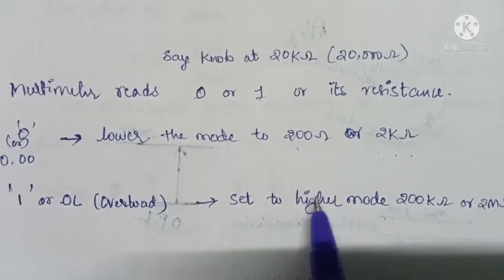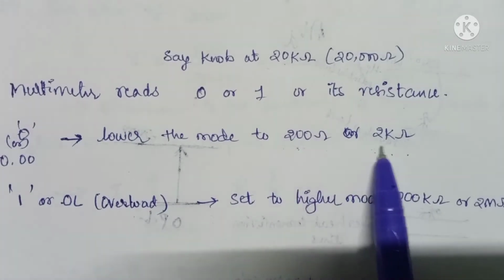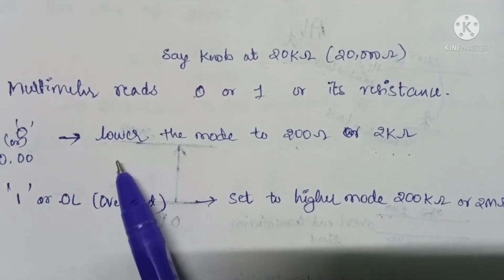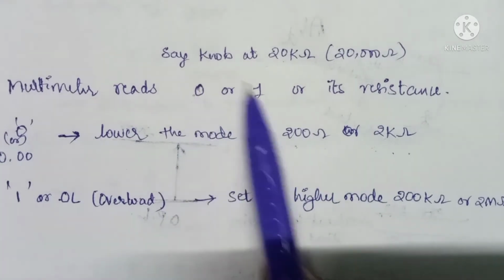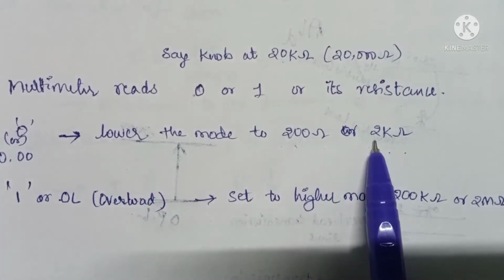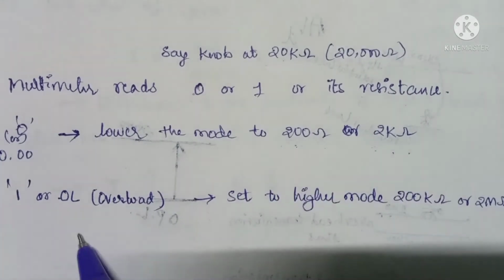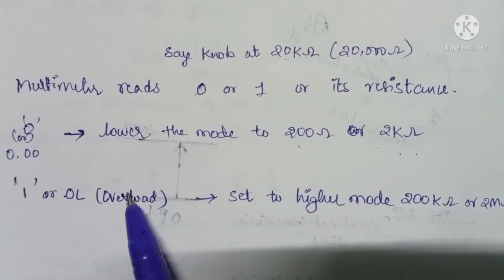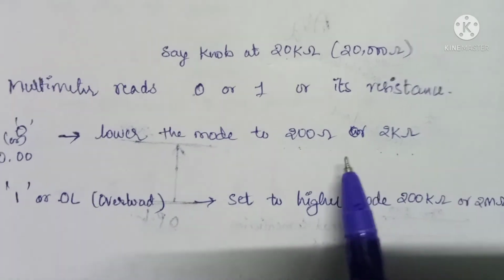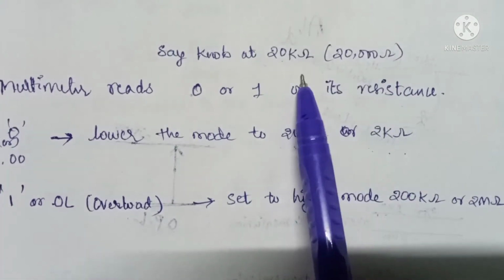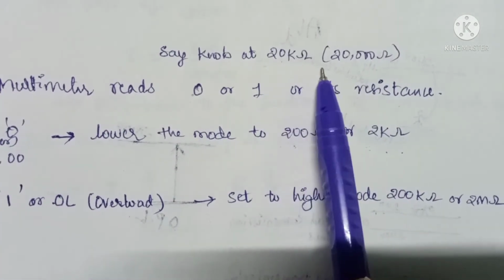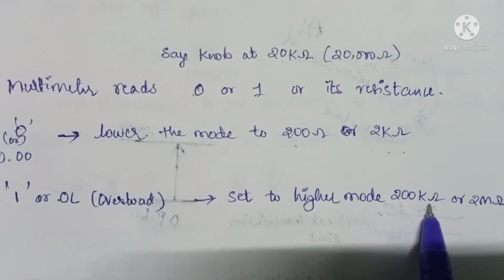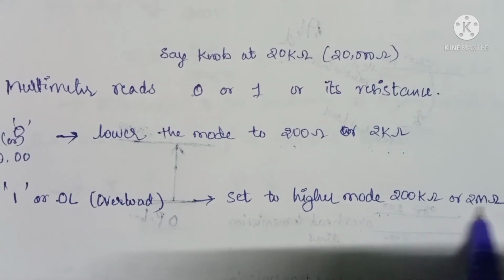Okay, that means near to 200 ohm or near to 2 kilo ohm. So for that case you have to set the knob to 200 ohm or 2 kilo ohm. And next, if the multimeter reads 1 or OL, that means overload, the resistance is much higher, above 20 kilo ohm. So that may be near to 200 kilo ohm or 2 mega ohm.